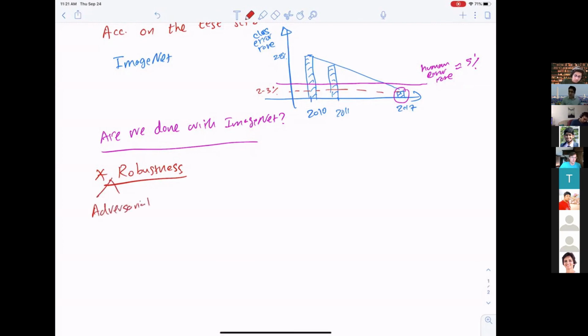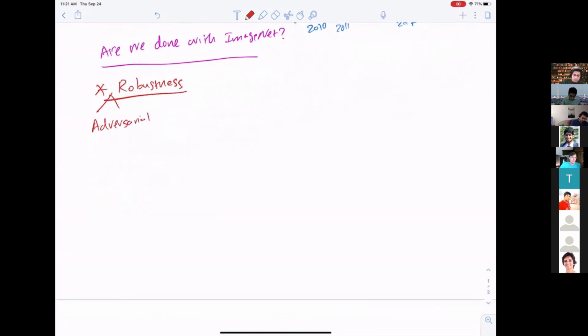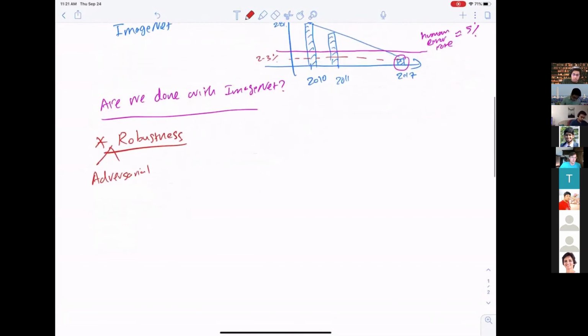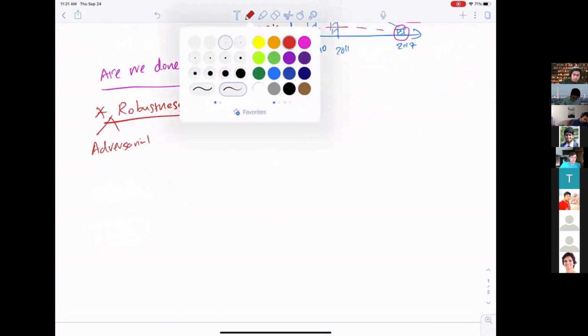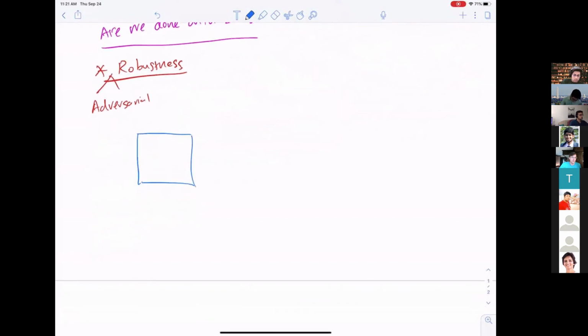All right, so what is an adversarial example or an adversarial attack? Let's say you have a good classifier on ImageNet, and it classifies your images pretty accurately. Let's say we have a cat image. So I'm going to do my best to draw a decent cat.